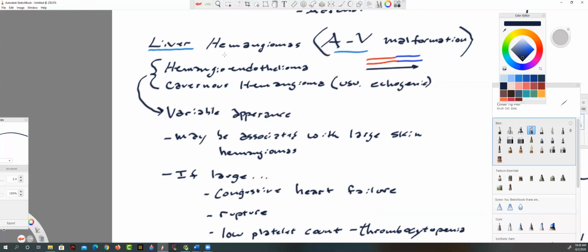malformation. The two subheadings for hemangiomas are hemangioendothelioma and the cavernous hemangioma. Those are the more common that we see in the adult. They are usually echogenic.